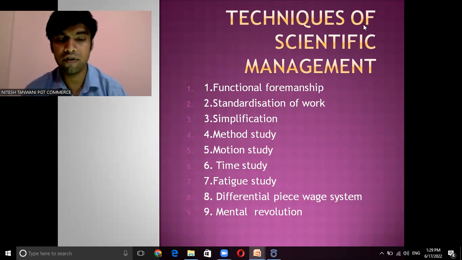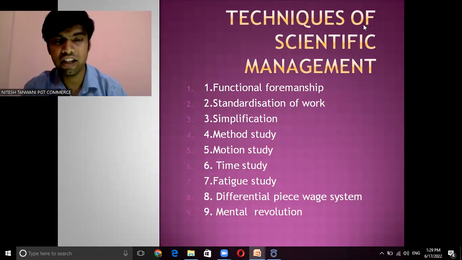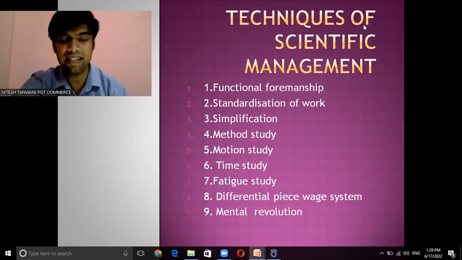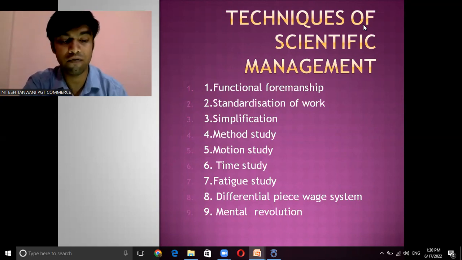Second is standardization of work, which refers to the process of setting standards for various business activities. Setting standards means work is not done in just any way. There should be standardization of work and quality of work. Simplification means to make the work very simple, the easiest way. It refers to the technique used to put an end to unnecessary types, quality, size, weight, etc. of the product. These unnecessary things are not required. It requires only simplification, the easiest way to do the task.